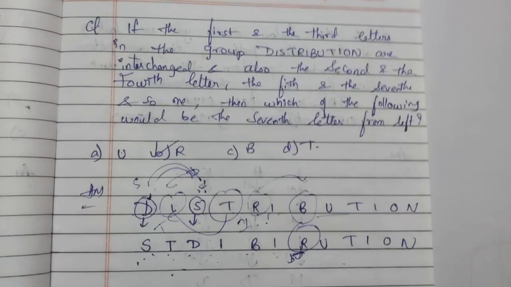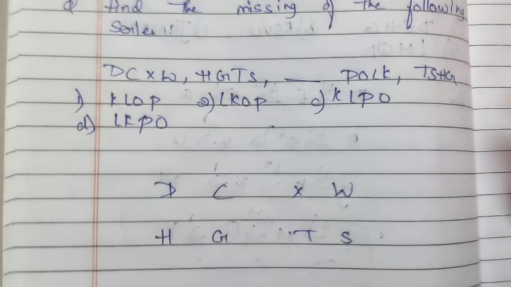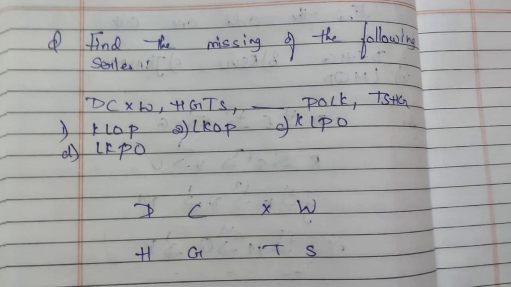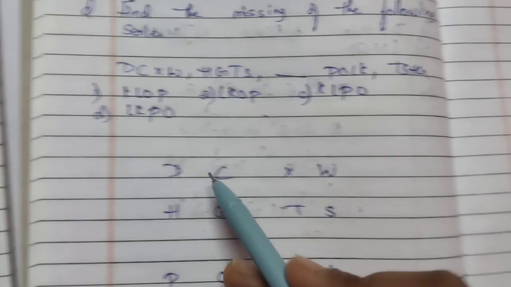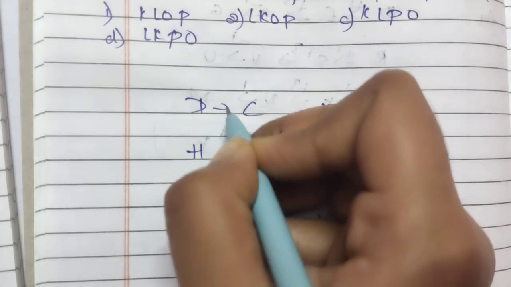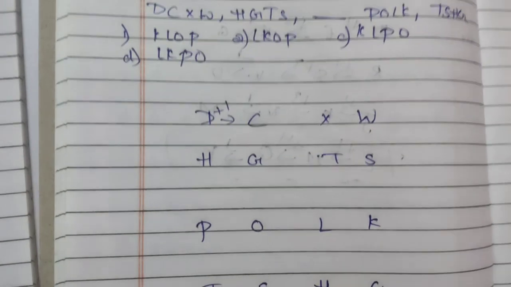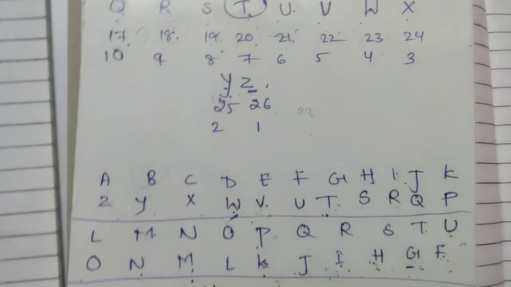Let's see another question. This is the question, find the missing of the following series. Now in this question we have to find the missing letters. So we wrote all these letters that it gave. Now first we will see here D plus 1, it is C. Now how this X and W came, let's see through this table.